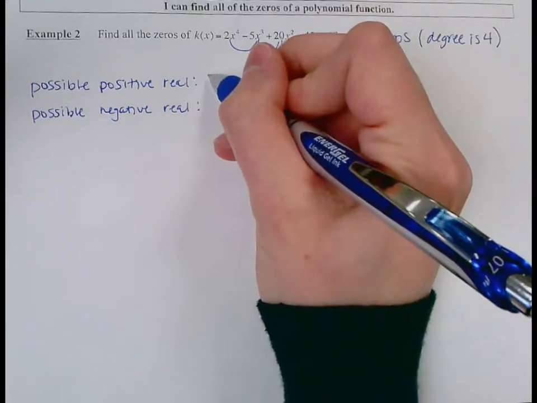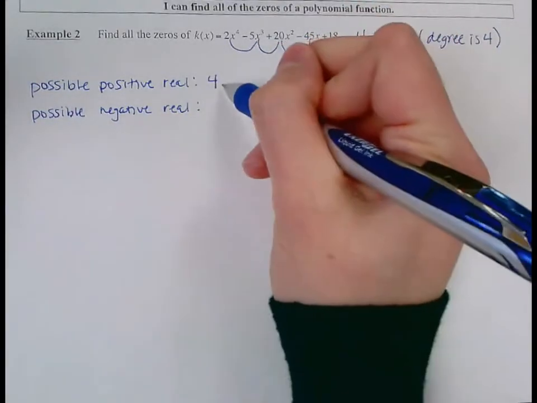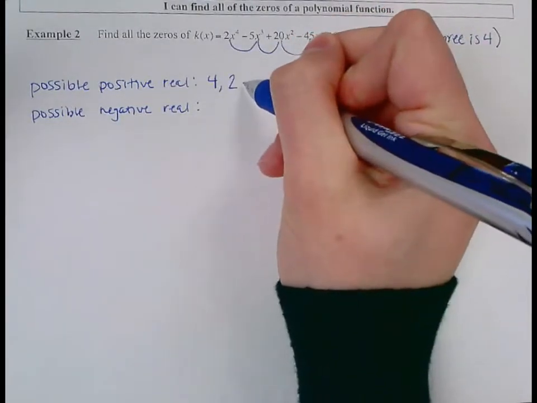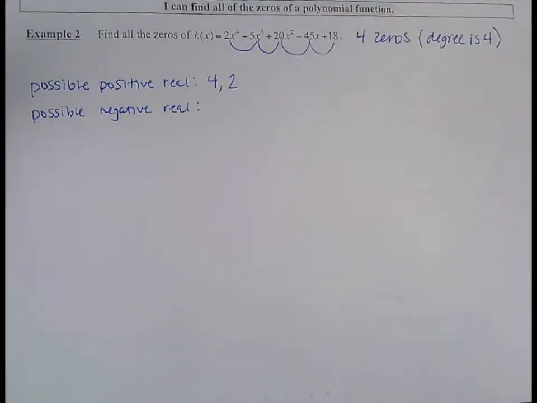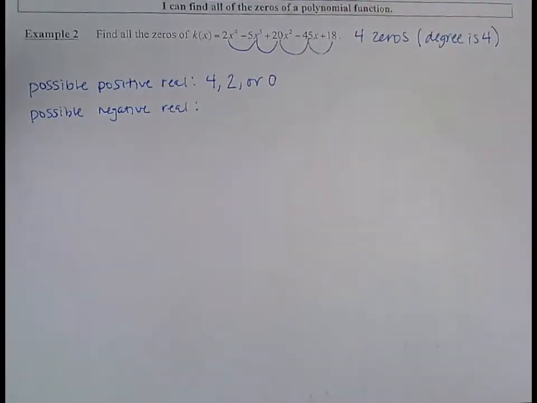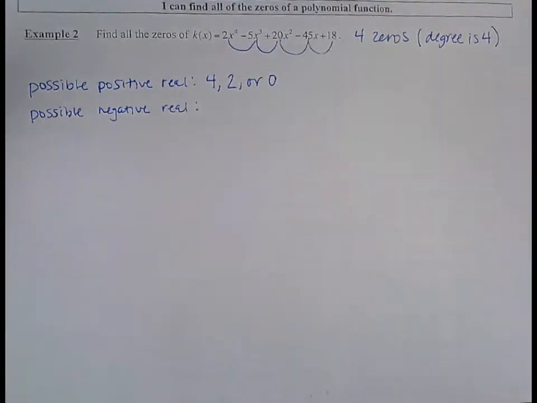That means there could possibly be 4 positive real zeros, or 2 less than that, so 2. But then we could also take 2 less than that, so then it could be none at all. So we could have 4 positive, only 2 positive, or no positive real zeros. And that's just the possible number of each. Okay, and then the possible number of negative real zeros.